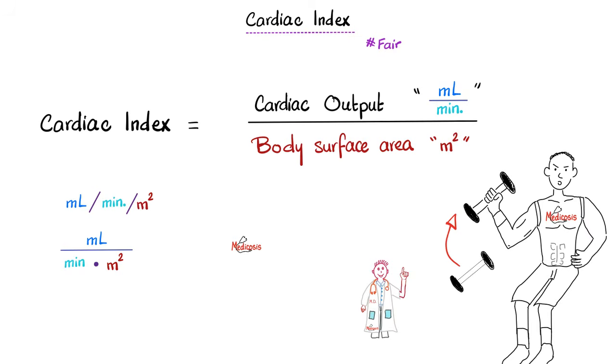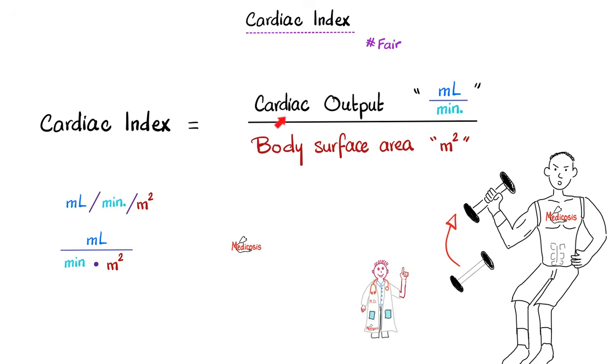Now, is it fair to compare the cardiac output of a tiny person like medicosis with someone huge like Michael Jordan, LeBron James, The Rock, or whomever? No, it's not fair. If you compare my heart to his heart, you will be under the impression that I have heart failure because my heart sucks compared to his. So what should we do? Well, let's make it fair.